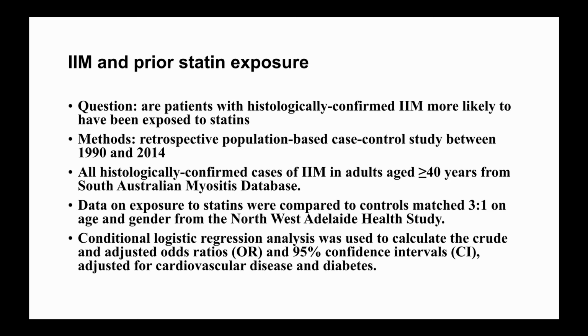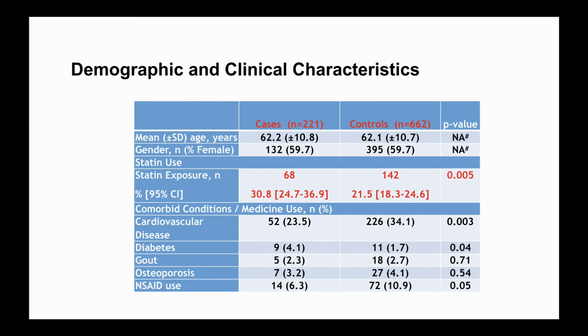The other question that we asked over the last few years was, are patients with histologically confirmed inflammatory myopathies more likely to have been exposed to statins? So we undertook a retrospective population-based case control study between 1990 and 2014, wherein we recorded all patients with biopsy-proven cases from the South Australian myositis database, adults aged over 40. So we compared data on exposure to statins with controls, which were matched 3-to-1 on age and gender from the Northwestern Adelaide Health Study. We used conditional logistic regression analysis to calculate crude and adjusted odds ratios, adjusted for cardiovascular disease and diabetes.